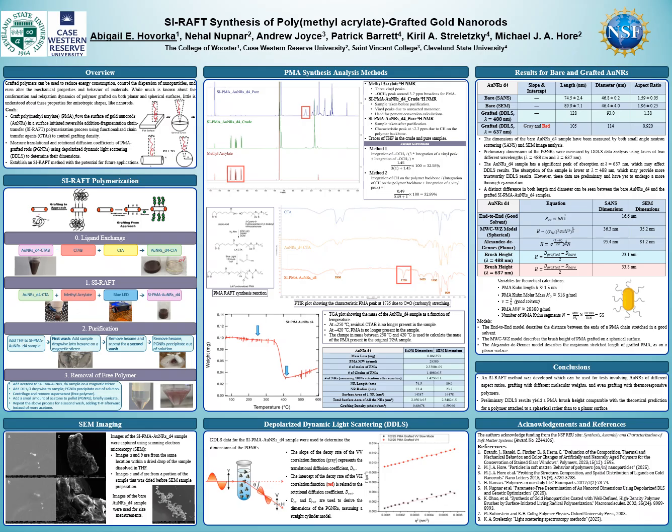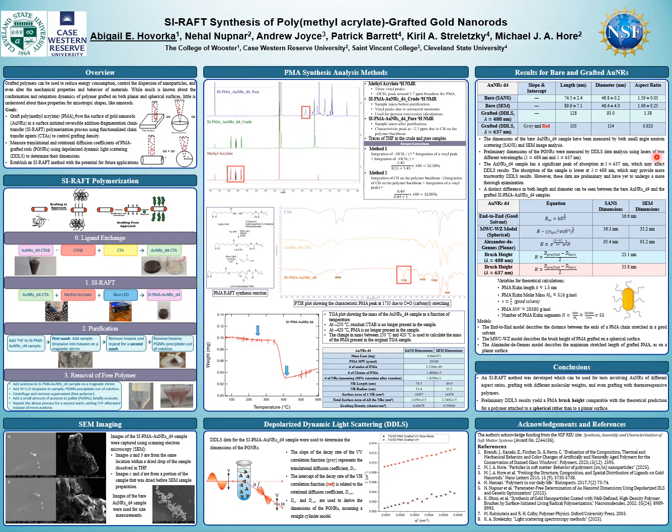So to give an overview of this project, grafted polymers can be used to reduce energy consumption, control the dispersion of nanoparticles, and even alter the mechanical properties and behavior of materials. While much is known about the conformation and relaxation dynamics of polymer grafted on both planar and spherical surfaces, we know very little about these properties for anisotropic shapes like nanorods.